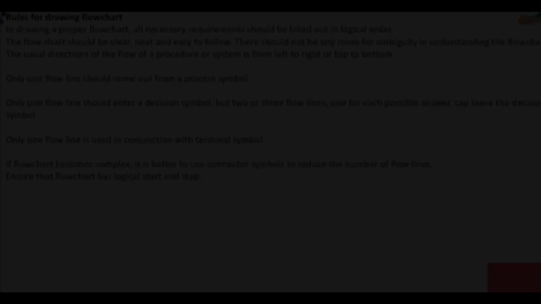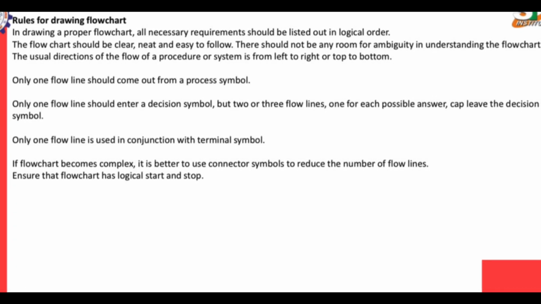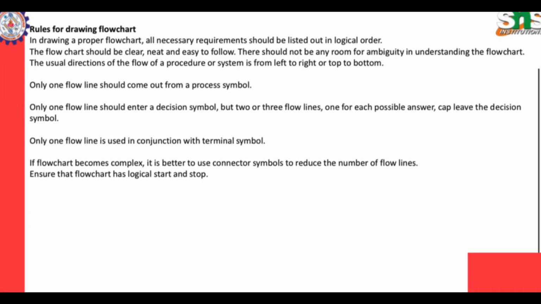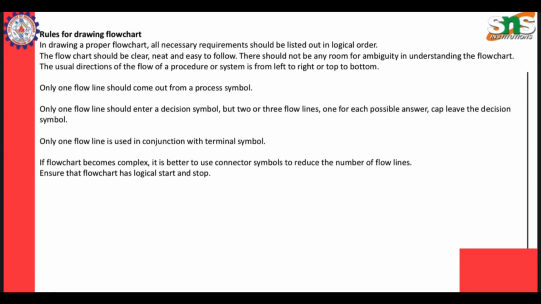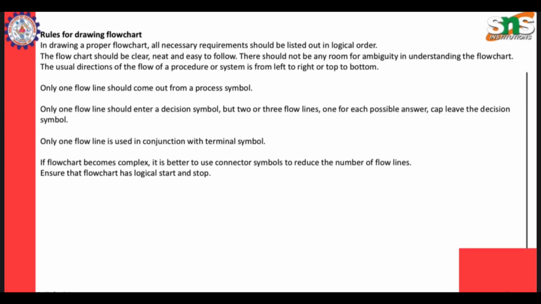Rules for drawing a flowchart. In drawing a proper flowchart, all necessary requirements should be listed out in logical order. The flowchart should be clear, neat, and easy to follow. There should not be any room for ambiguity in understanding the flowchart. The usual direction of the flow of a procedure or system is from left to right or top to bottom.